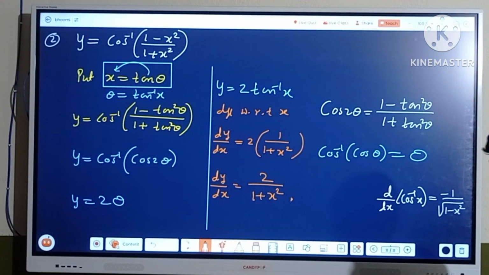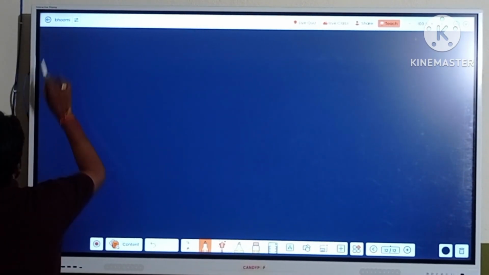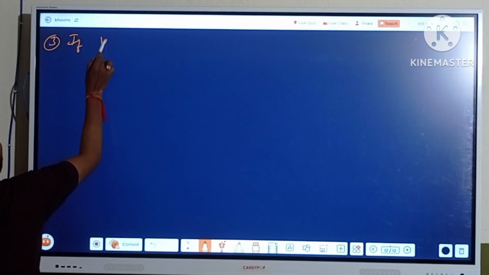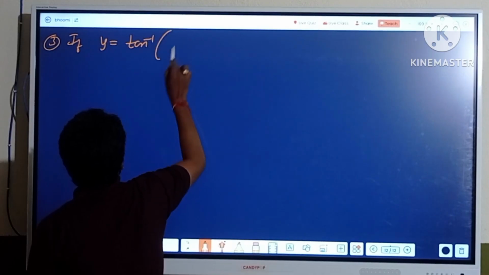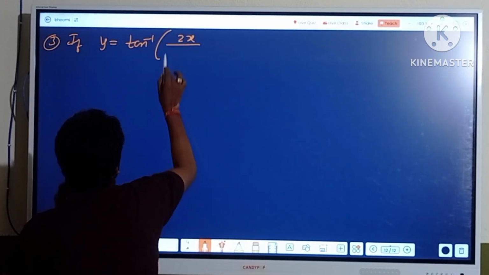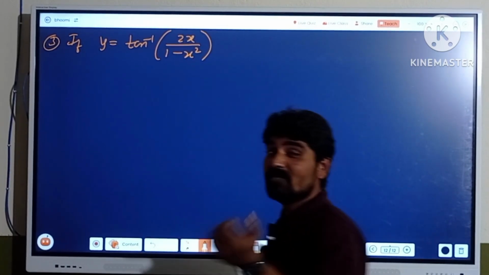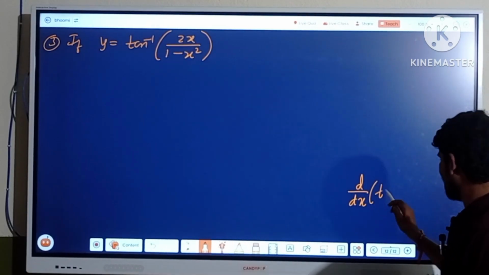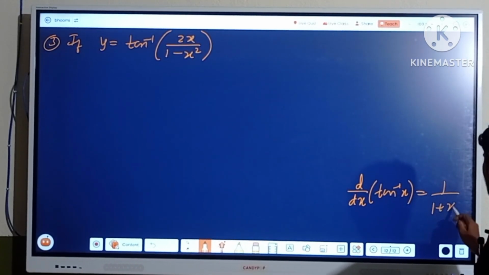Now let us start the third question. If y is equal to tan inverse of 2x divided by 1 minus x square. Again we know the formula for the derivative of tan inverse x. What is the derivative of tan inverse x? 1 divided by 1 plus x square.